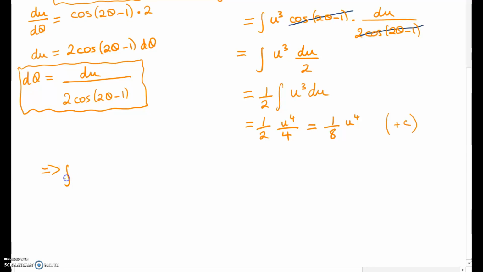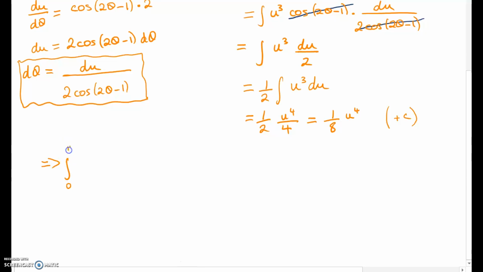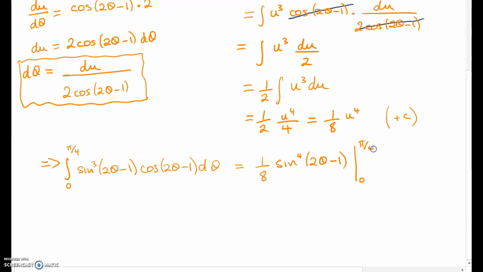Okay. So now, if we look back at the original question, the limits were from 0 to pi over 4 of sine cubed 2 theta minus 1 times cosine 2 theta minus 1 d theta. We're now saying that's equal to 1 over 8 times u to the power of 4, but u is sine to the power of 4 of 2 theta minus 1. Okay, and that is going to be from 0 to pi over 4.